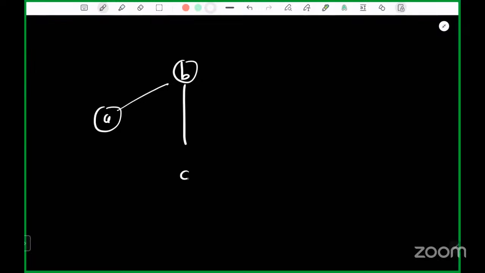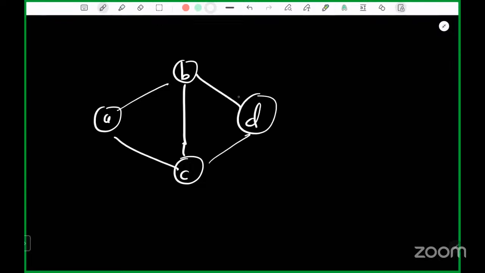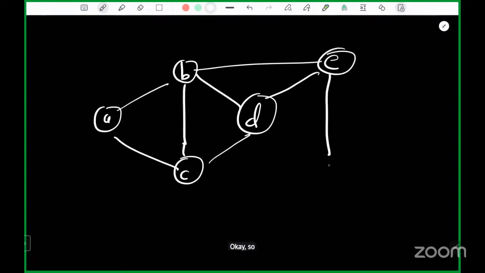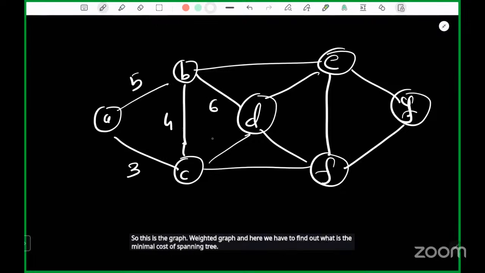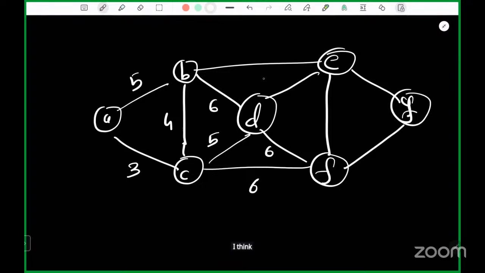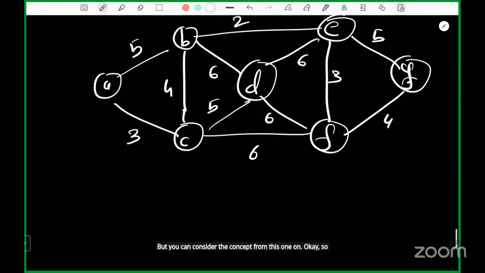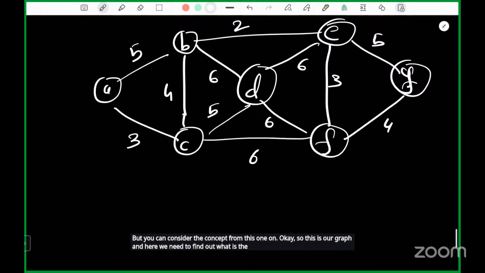So this is our graph. Sorry, this is the graph, a weighted graph, and here we have to find out the minimal cost of the spanning tree. I think I have taken a similar example in the lectures too, but you can consider the concept from this one only. So here we need to find the minimal cost spanning tree. First of all, I'll discuss Prim's algorithm.